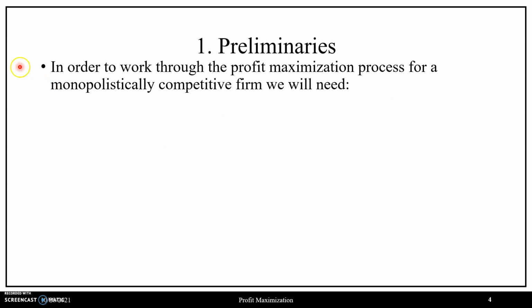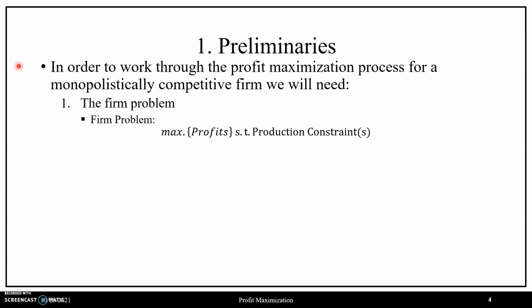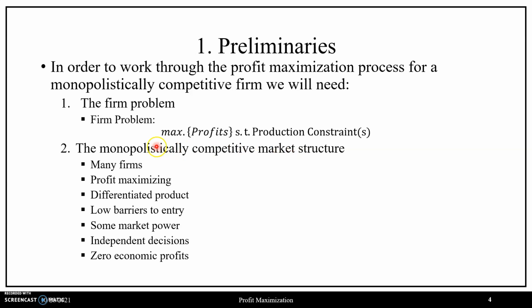Beginning with our preliminaries, as we saw when we were discussing prior market structures, to go through the profit maximization process for an individual firm, we will need two items. The first is our firm problem, maximize profits subject to the production constraint, and the second is our market structure assumption, in this case monopolistic competition, which entails the characteristics of many firms in the space, who are profit maximizers selling a differentiated product in which low barriers to entry exist.